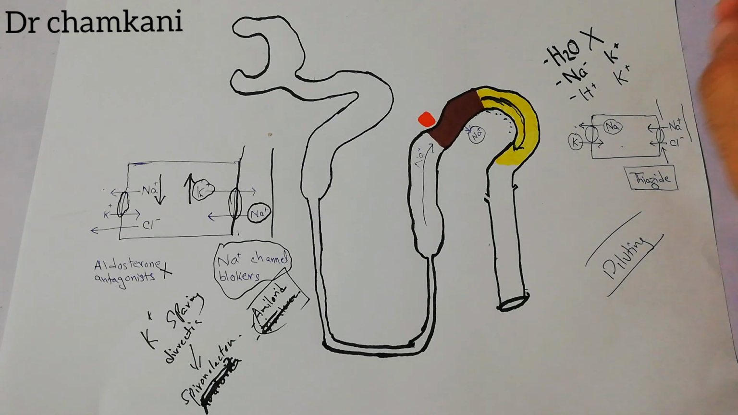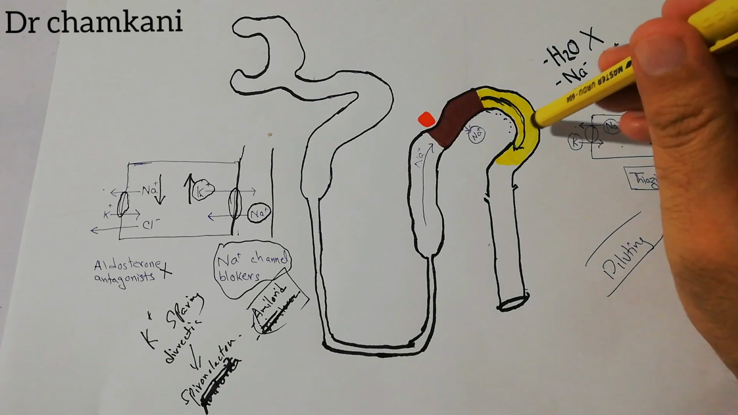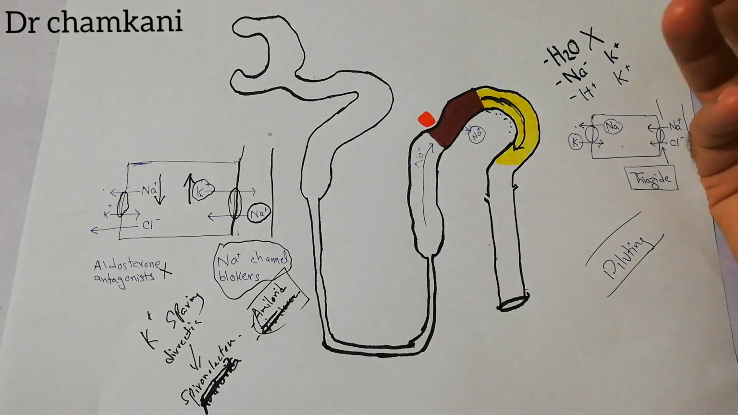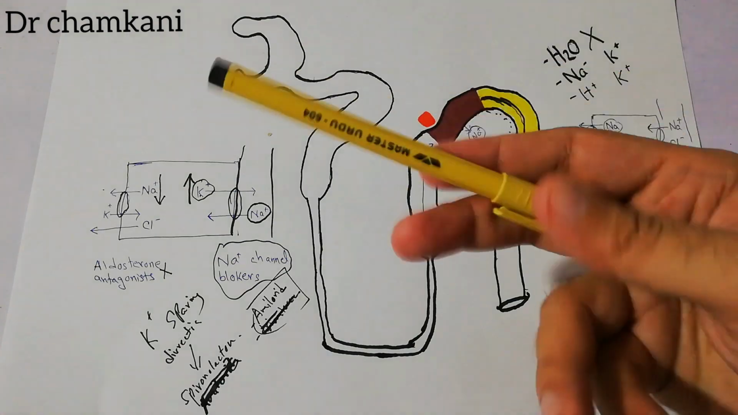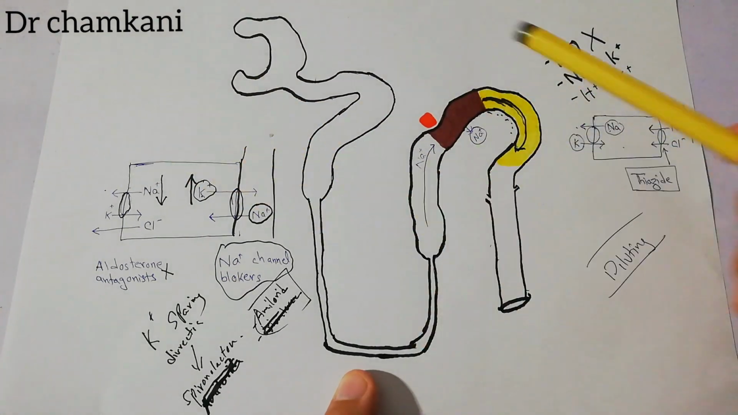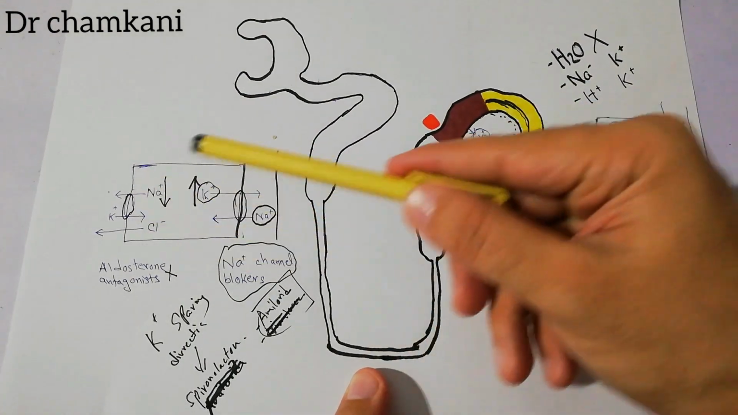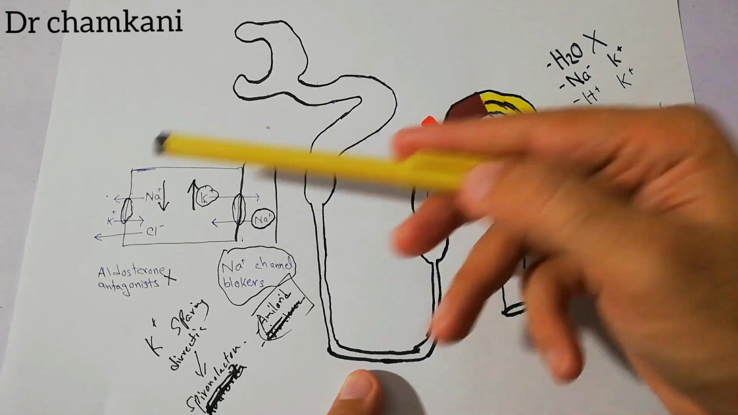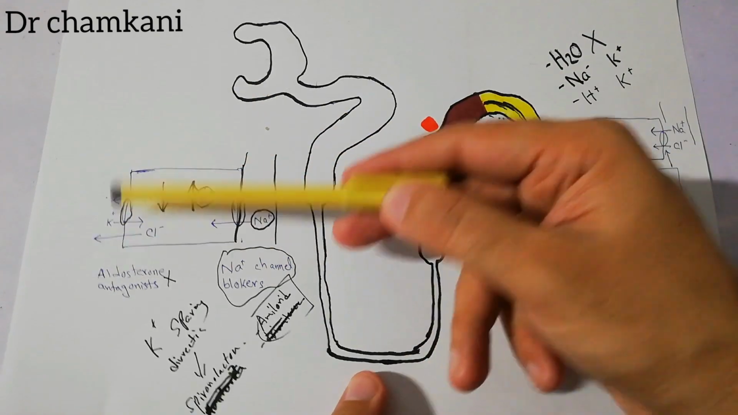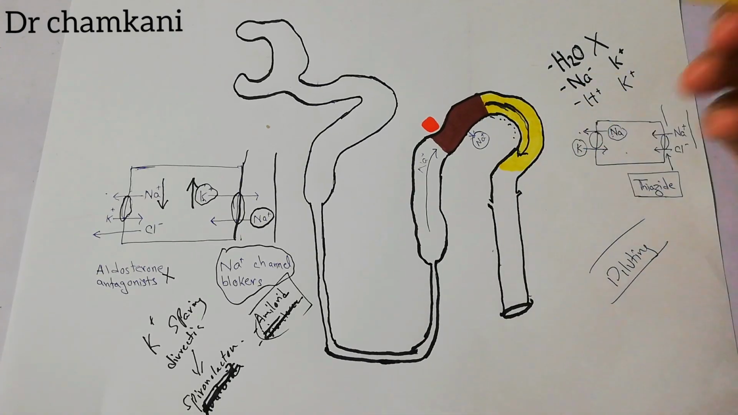Now how do the late distal tubule, the cortical collecting tubule, and the principal cells present in these different parts help in reabsorption of sodium? The principal cells present in the late distal tubule and cortical collecting tubule have been shown here. This is a principal cell. On this side we have the lumen of the tubule, and this side is the basolateral membrane of the cell.